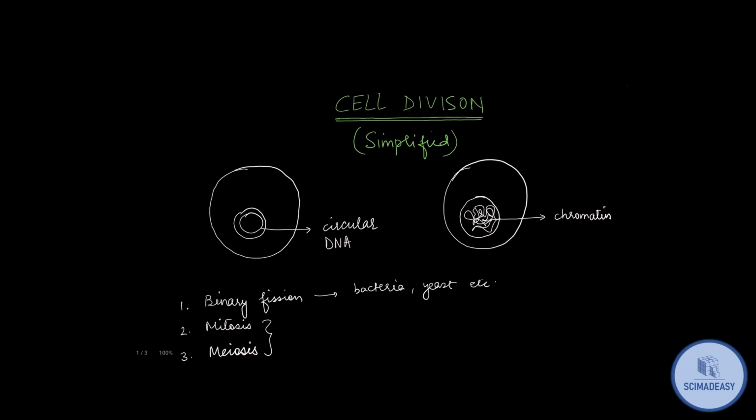Today's topic is cell division. There are two types of cells in nature: prokaryotes and eukaryotes. Prokaryotes have a single circular DNA, while eukaryotes have a compact condensed DNA inside the nucleus.